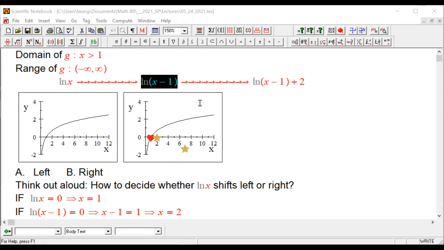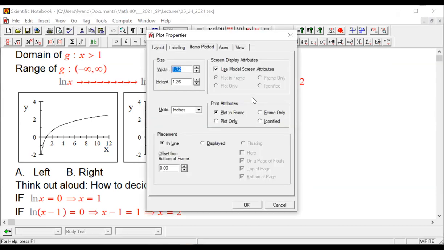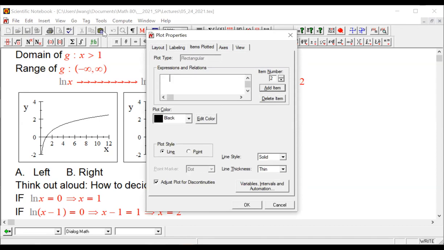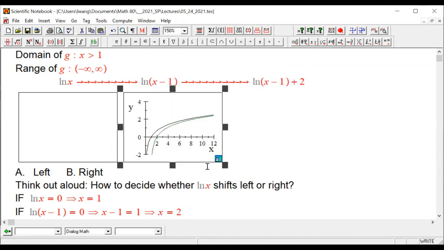So let's see if our guess is verified. Now we can graph ln x and ln x minus 1. It should give us, let me get a green, it's shifting to the right by 1 unit. Do you guys get it?